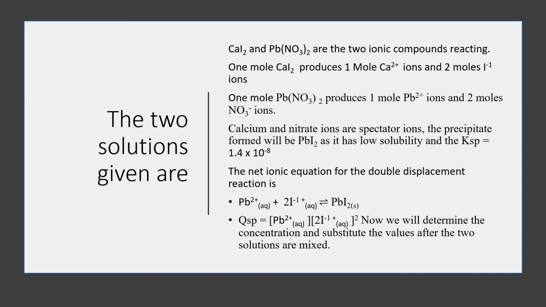So the expression for Qsp, which is the same as that for Ksp, is Qsp = [Pb2+][I−]^2. Now we will have to determine the molar concentrations of lead ions and iodide ions when you mix the two solutions together. That's what we're going to do next.